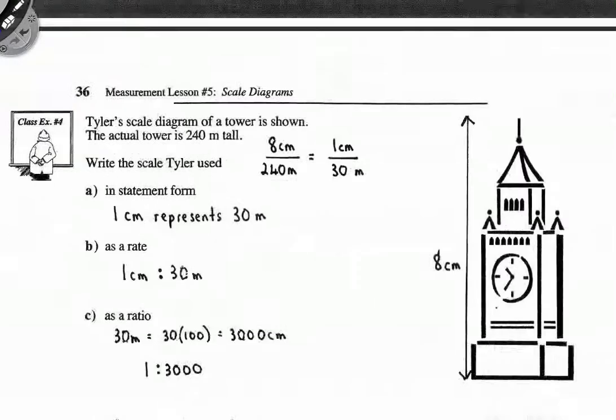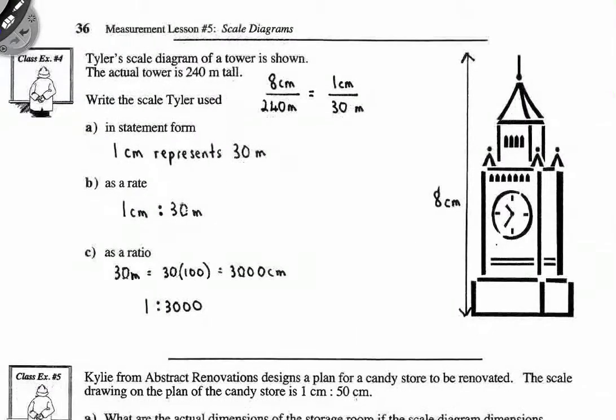That's example 4. Tyler's scale diagram of a tower is shown. The actual tower is 240 meters tall. And notice the height in the diagram is only 8 centimeters. So 8 centimeters represents 240 meters. And we can look at therefore what 1 centimeter equals. We can say divide this by 8 to get 1. So divide this by 8 to get 30. Every centimeter is worth 30 meters.